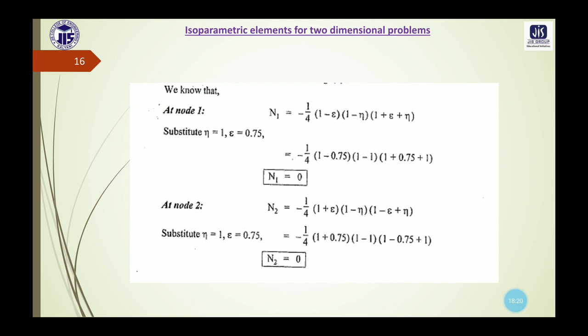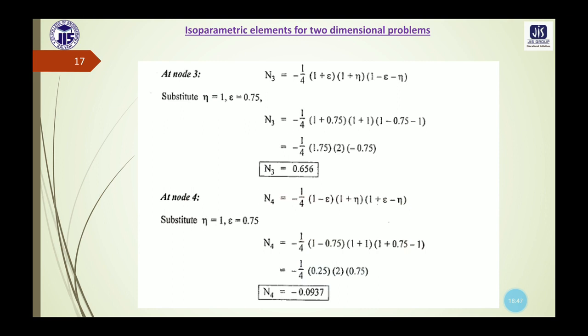In a similar manner we write the formula of N2 corresponding to node 2. This is minus 1/4 into 1 plus epsilon into 1 minus eta into 1 minus epsilon plus eta. Now if we put eta equals 1 and epsilon equals 0.75, then finally we are getting the value of N2 equals 0. Next, in case of N3, the shape function corresponding to node 3, the formula is minus 1/4 into 1 plus epsilon into 1 plus eta into 1 minus epsilon minus eta. Putting eta equals 1 and epsilon equals 0.75, after several steps we are getting the value of N3 equals 0.656.